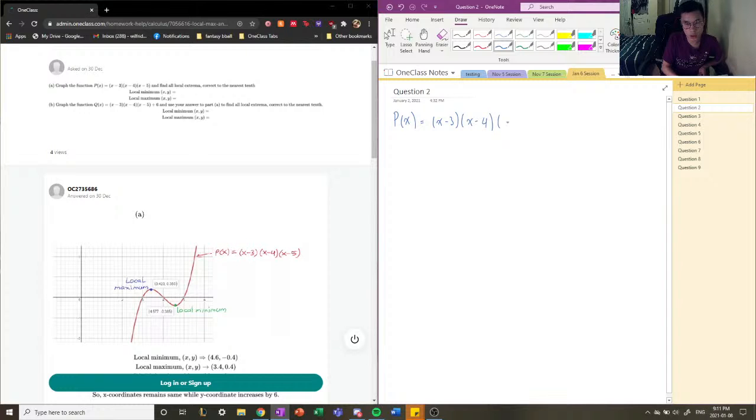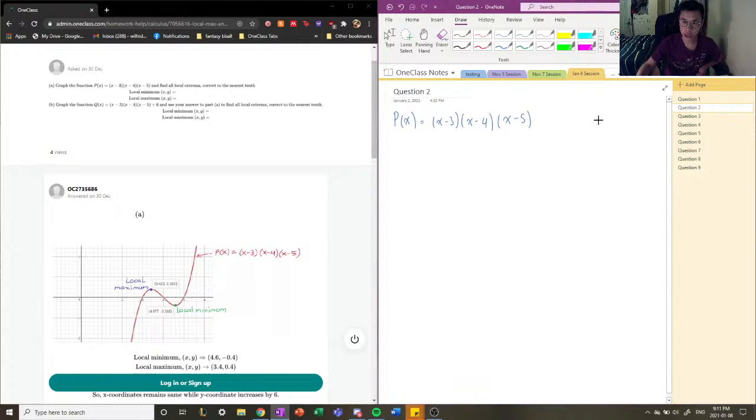And to find its local mins and maxes, okay? So we're going to find its local mins and maxes. If you guys don't recognize this form of a function, this is actually a third-degree polynomial function, and it's in its factored form. That means that it shows its zeros, or the x-intercepts of the function itself. So we're going to use that to our advantage when we're graphing it.